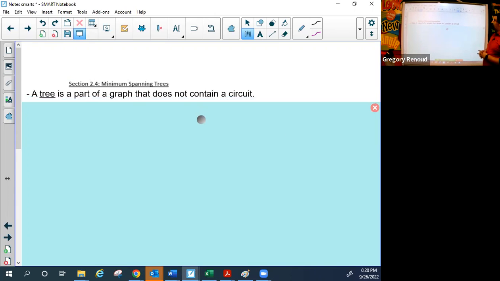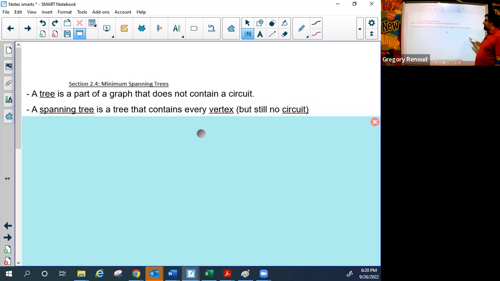So a tree is a part of a graph that doesn't contain a circuit. We'll see examples of this in a minute. A spanning tree is one that contains every vertex. Still no circuit though. So we're going to highlight edges.